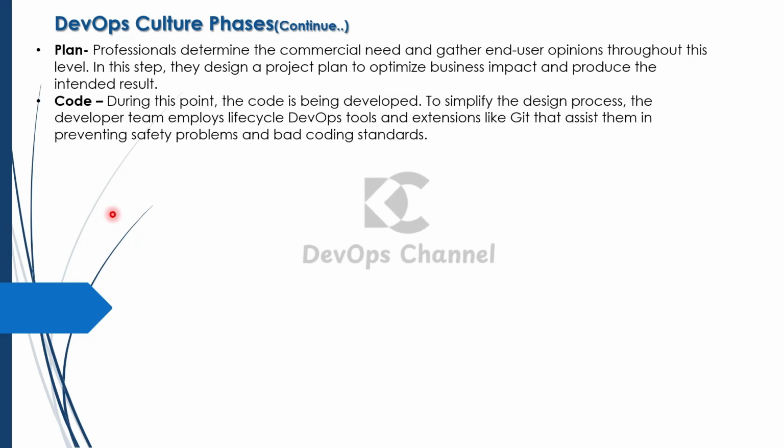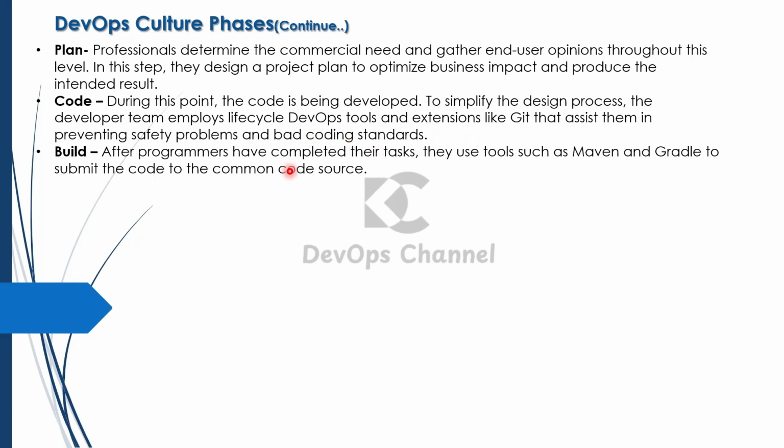Here the developer subteams come into play. During this point the code is being developed. To simplify the design process, the developer team deploys lifecycle DevOps tools and extensions like Git that assist them in preventing safety problems and bad coding standards. Next, after writing the code, we will definitely need to build it.